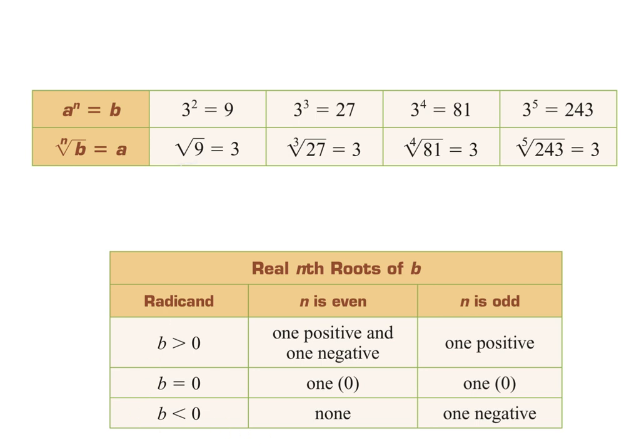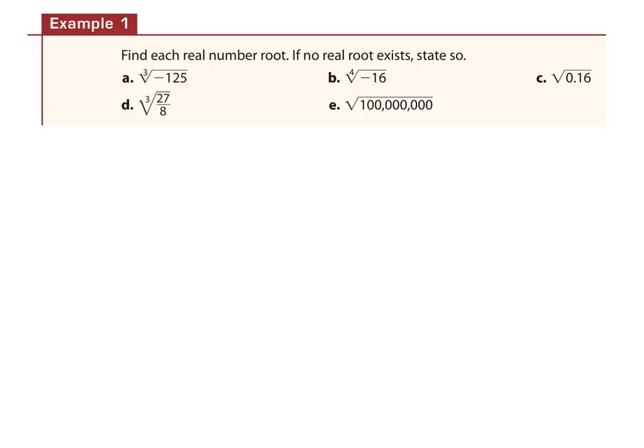So let's look at some examples. Top of page 289. Find each real number root, so that's important. If no real root exists, state that it does not exist. So let's look at this first one. They want the cube root of negative 125. We're just going to say what multiplies 3 times to get negative 125. Well, this is going to give us negative 5.